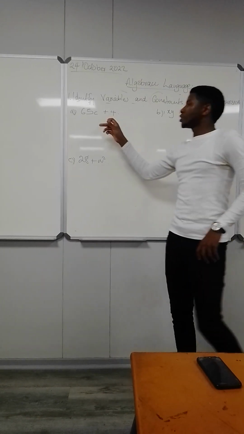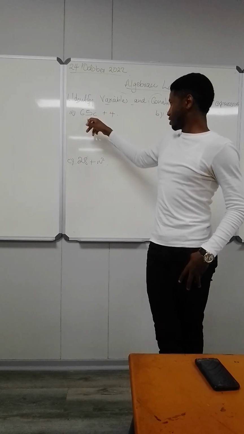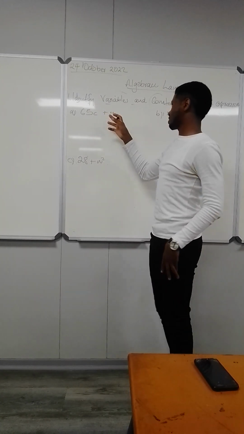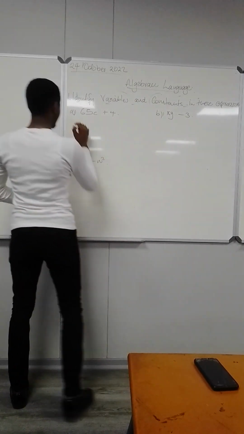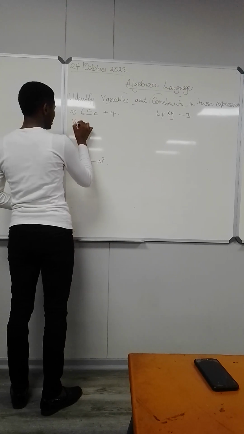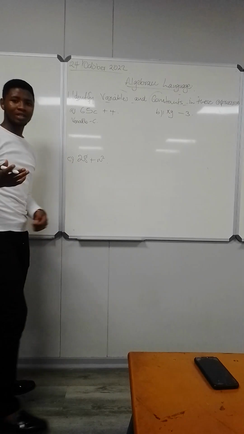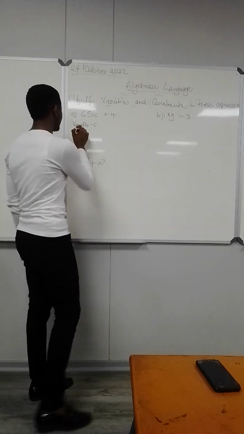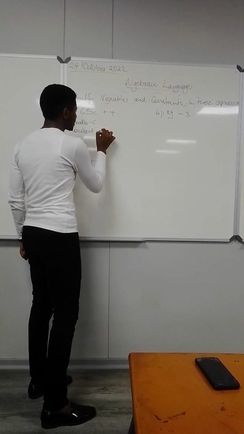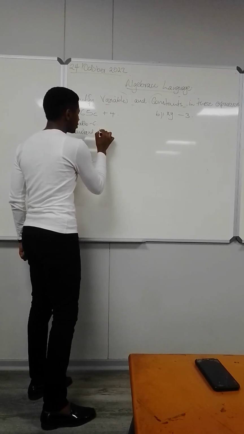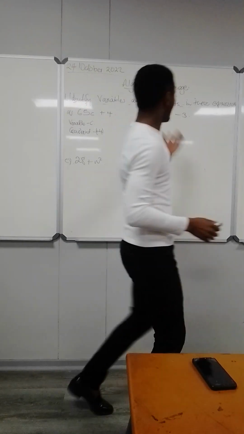Right. What's the variable here? Which one is the variable? Is it 65? C? Is it plus? Is it 4? Right. The variable here is C. The constant is 4. Now, moving on to this one.